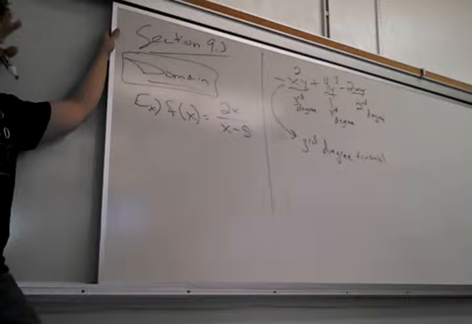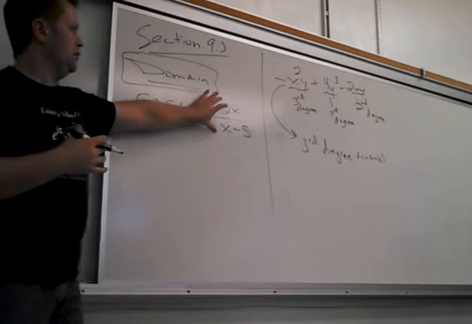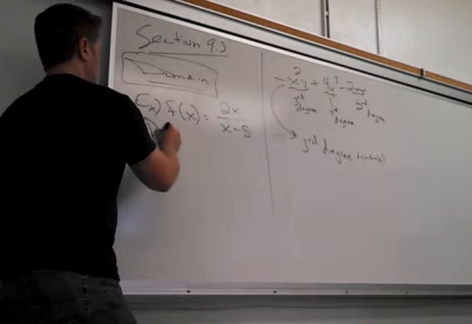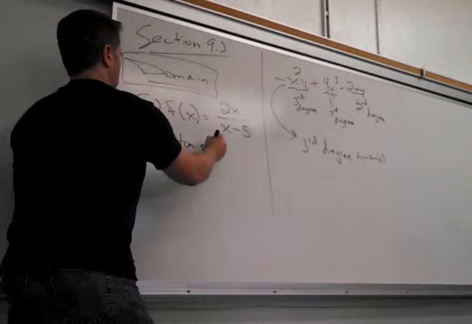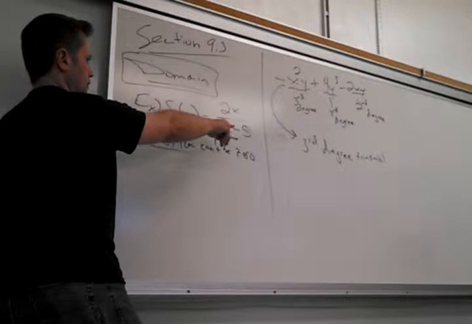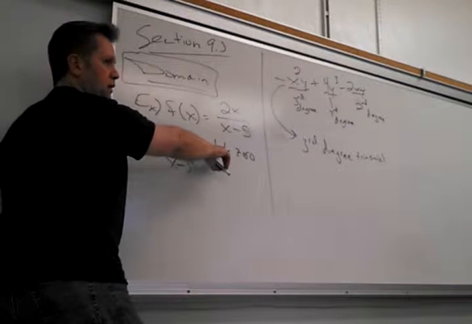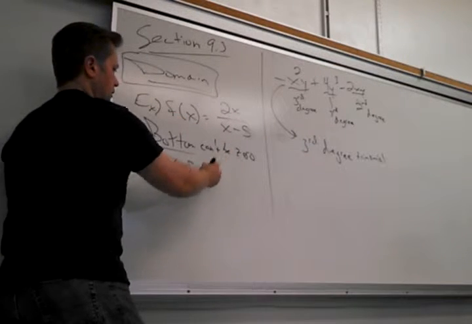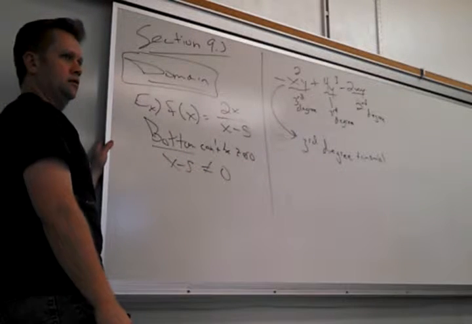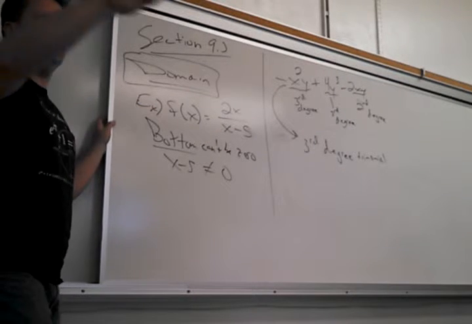So let's try this again. Let's do this technically. This is not a hard problem, but you know they're going to get harder. So what can't happen here? The bottom can't be 0. So in English, the bottom can't be 0. So what's that in Mathish? What is the bottom? X minus 5. Can't be. It's an equals with a bar through, right? Can't be 0. How do you solve that? Add 5, right?